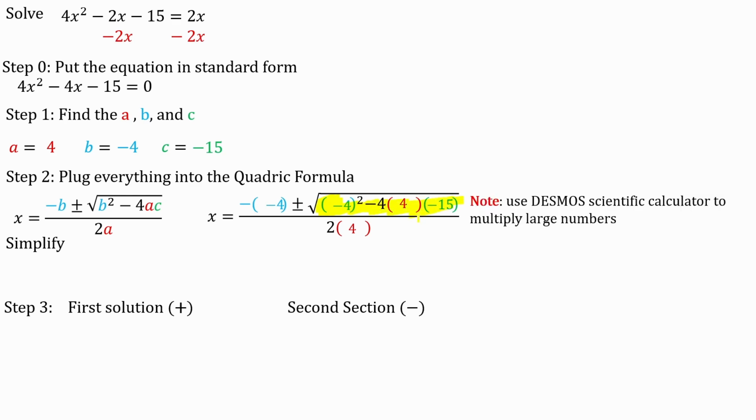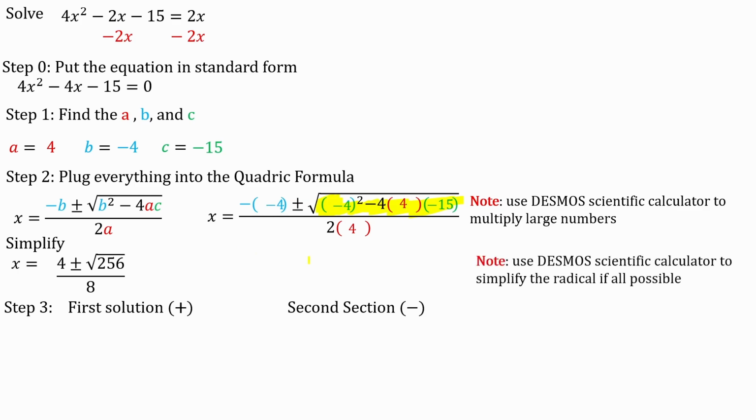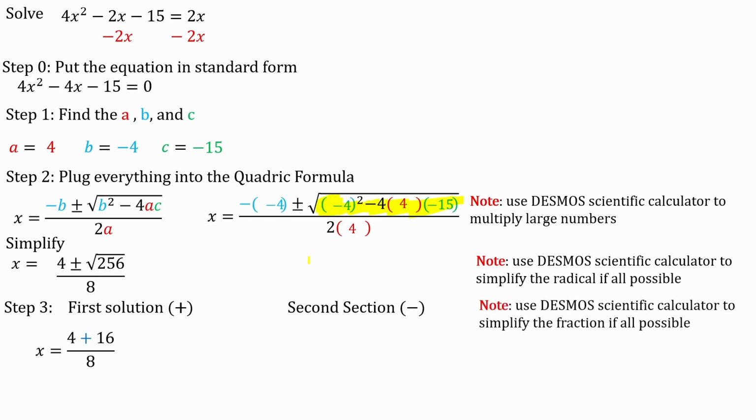Then negative 4 squared minus 4 times 4 times negative 15 is the square root of 256. The negative times the negative 4 out in front becomes a positive 4. This is why you want to use a calculator. The square root of 256 becomes 16. So what I am translating this into is that x was really equal to 4 plus and minus 16 over 8.